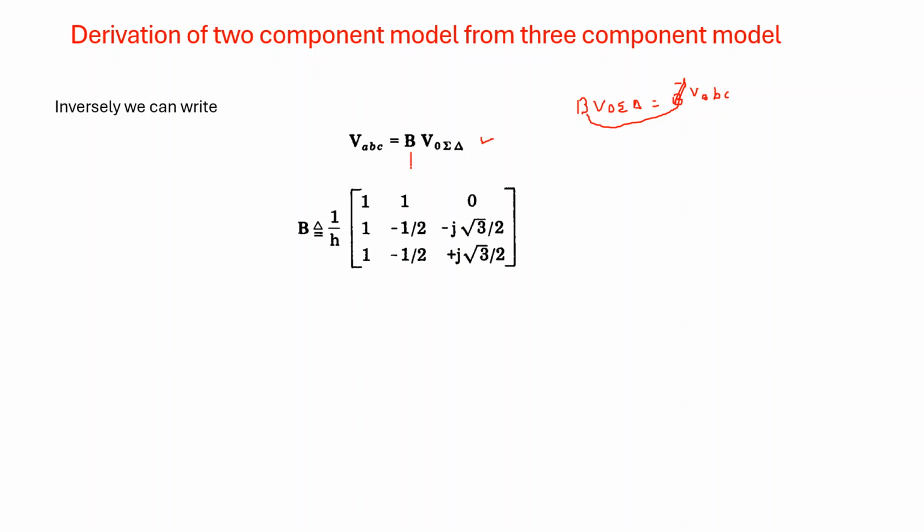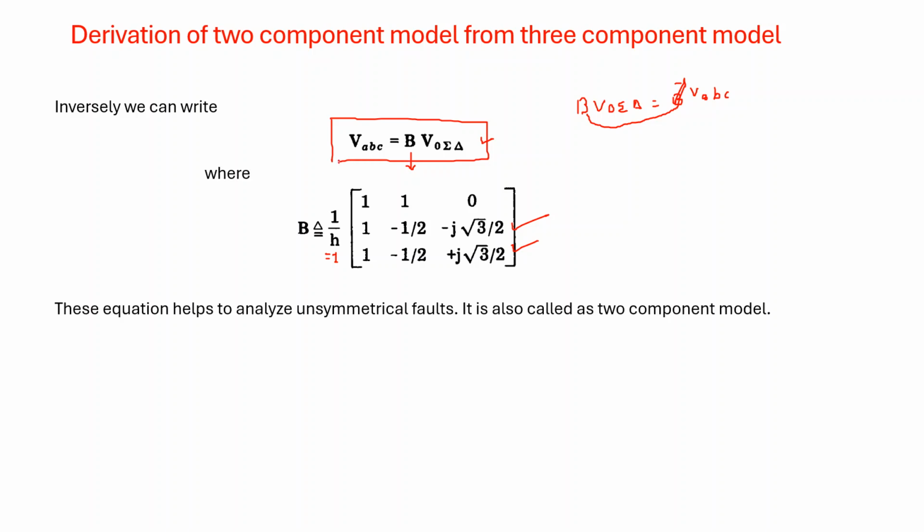So what is B? B is this matrix. H, I already told you, can be taken as 1. And we can see here the second row and the third row are very similar. So this is also called the two component model. This equation helps to analyze the unsymmetrical fault.